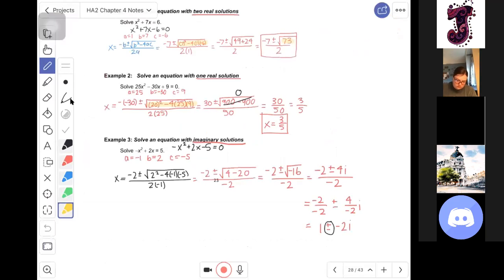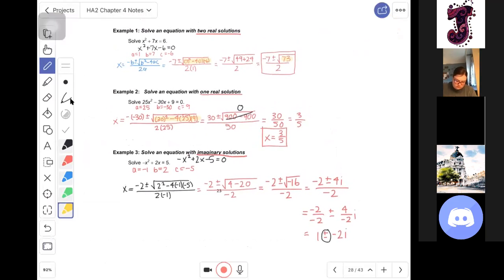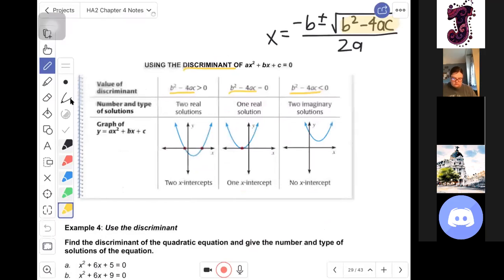When our b squared minus 4ac was greater than 0 in example 1, we got 2 real solutions. When that discriminant was 0, we ended up getting 1 real solution. And in example C, we got 2 imaginary solutions because the number inside the square root was negative, and whenever we take the square root of a negative, it's imaginary. So now that ties it all together. This is your little cheat sheet to use.